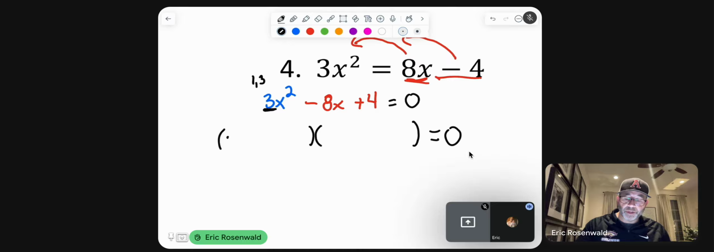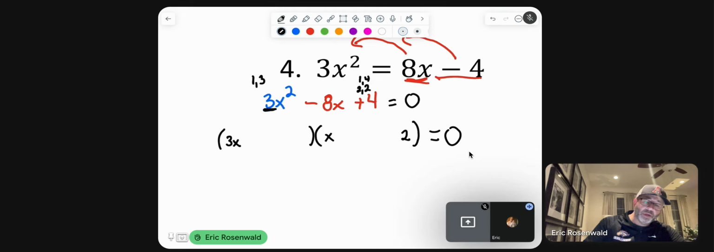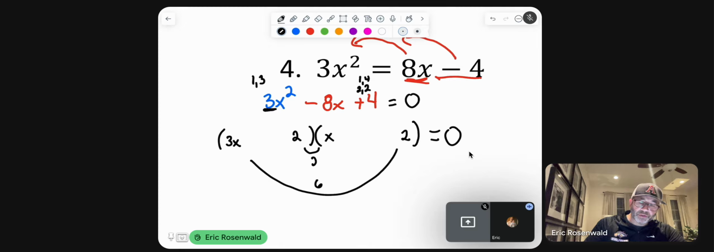So the only values that we can have here are a 3x and a 1x. The factors for 4 are 1 and 4, 2 and 2. Those are the only options. And if you guys remember, I said 99% of the time we're not going to use the 1 and the 4. The majority of the time it's going to be the other values. Let's try 2 and 2. Let's check. 3 times 2 is 6.